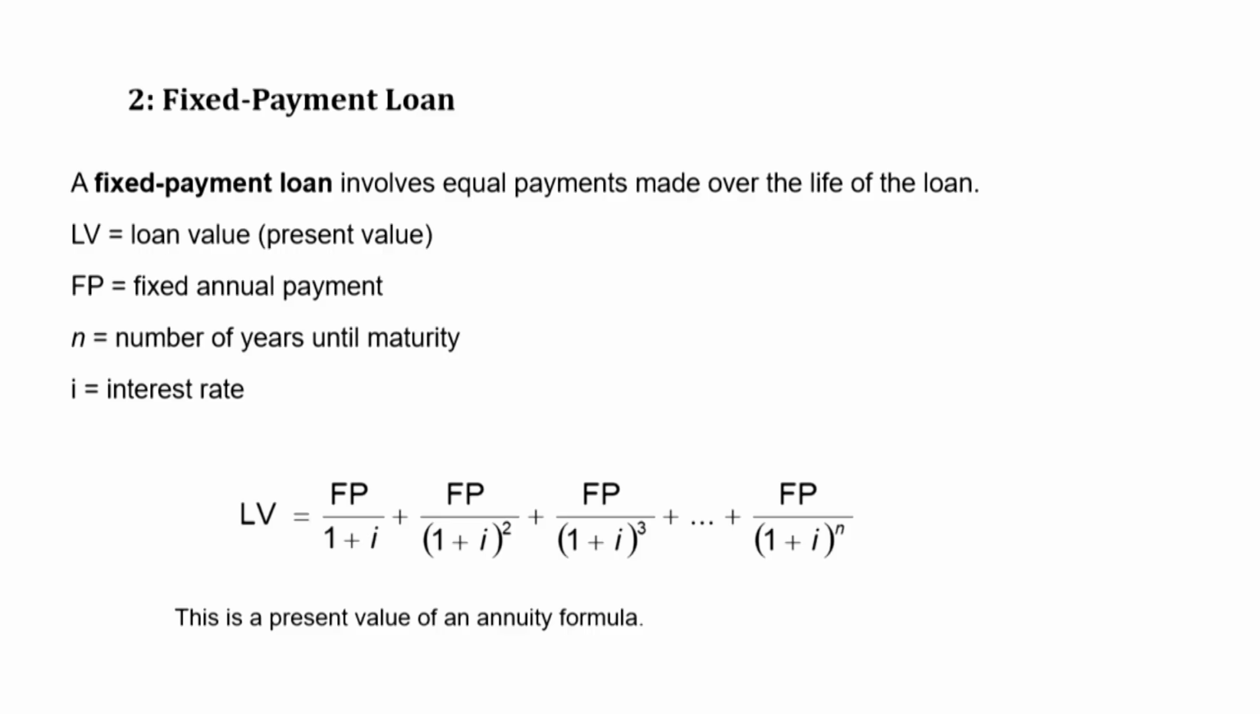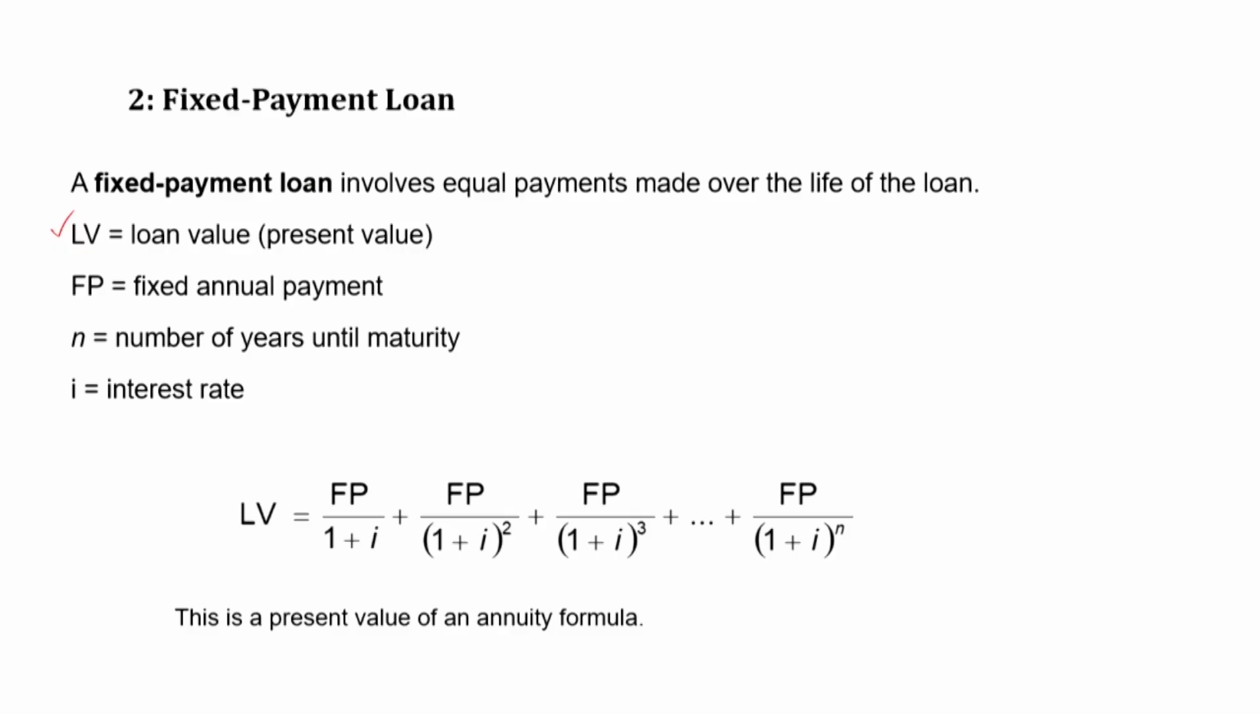This is nothing but an EMI loan. When you take a car loan, bike loan, or education loan, you need to pay an EMI, a monthly payment. For the time being, let us make it an annual payment. A fixed payment loan involves equal payments made over the life of the loan. Here LV is the loan value. Suppose you have taken an education loan of 10 lakhs. Let that be the loan value.